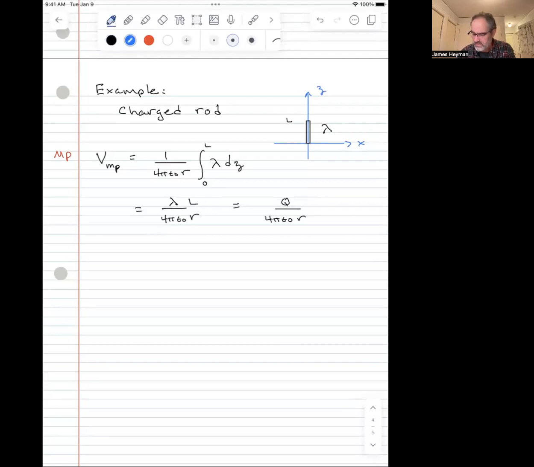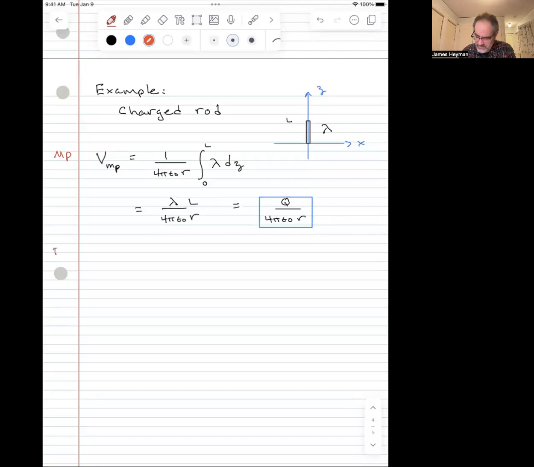So the hallmark of the monopole term is that our object just looks like a point charge. That is, the monopole term gives us the potential that a point charge that carried the same charge as our object would have if it sat at the origin.